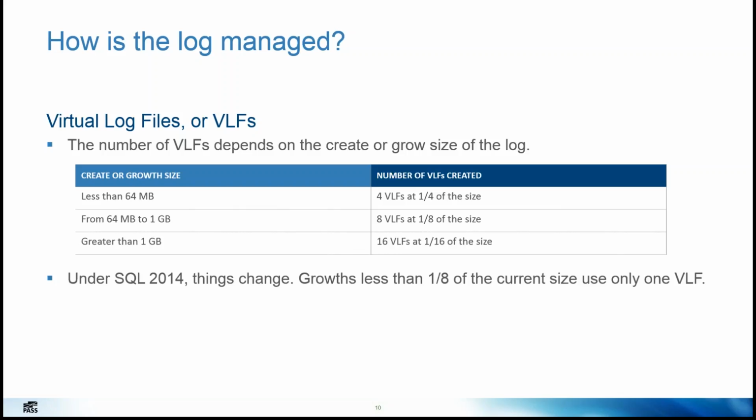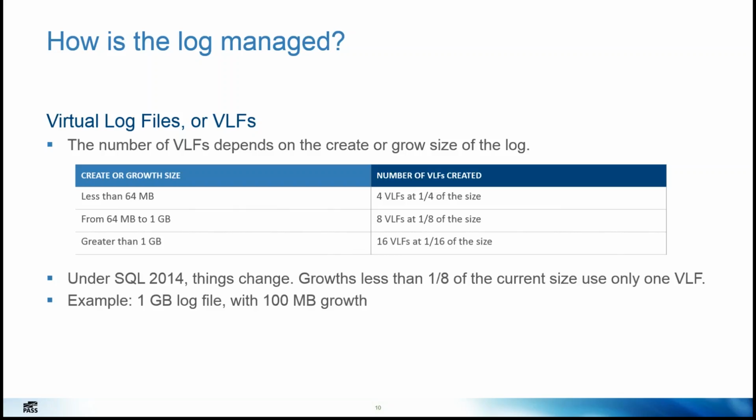Any growth that happens on an existing transaction log that's less than 1/8 of the current size of that log is only going to create 1 VLF. So by way of illustration, let's say we have a 1 gig log file, and it's going to grow by 100 meg, which is the default 10% growth that you would get with SQL Server. And I hope everybody knows in here that the default 10% growth is really not a good idea. It can cause things to get out of control pretty quickly.